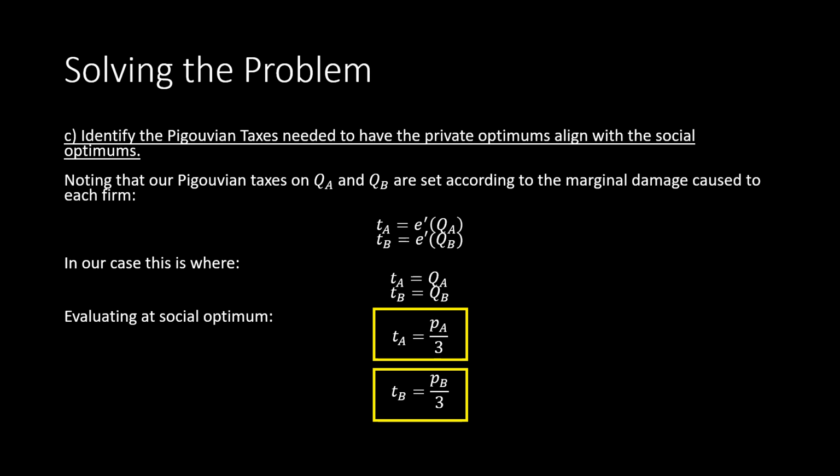Next, we're going to identify our Pigouvian taxes needed to have our private optimums align with our social optimums. This comes from our optimality conditions for our Pigouvian taxes, which we have previously discussed. This time we have to search for two of them.